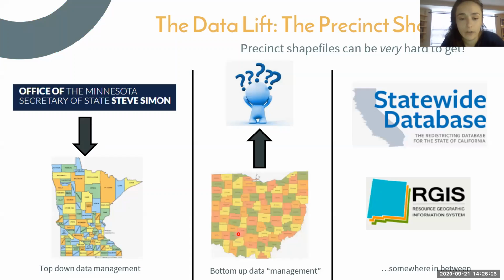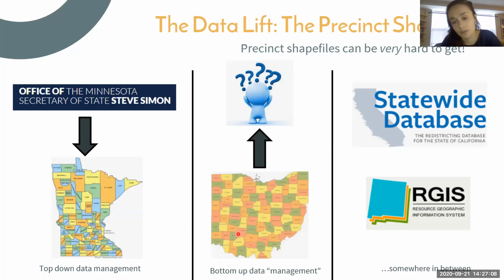So data management varies really widely across states. So we kind of refer to top-down states versus bottom-up states. So for example, Minnesota, another one's North Carolina, has really centralized and really organized management of their election and redistricting data. So for example, if a county changes its precinct lines, boundary lines, they have to report that to the Minnesota Secretary of State within a month so that the Secretary of State's office can update their shapefile. And you can go and just download the shapefile from the website. So that's considered a very, very organized state with really good data management.